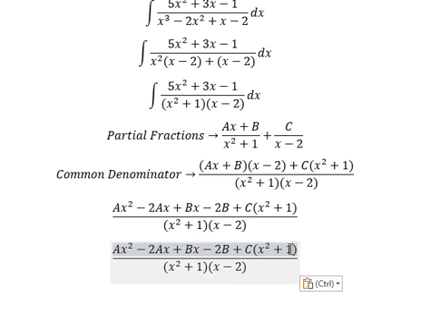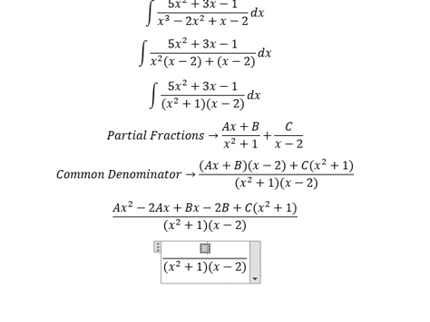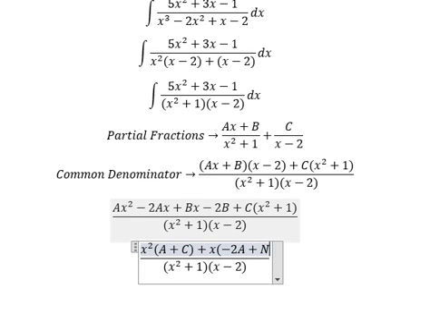Next, we need to arrange based on the terms of s. For s squared, we have A plus C. For s, we have negative 2A plus B. For the number, we have C minus 2B.